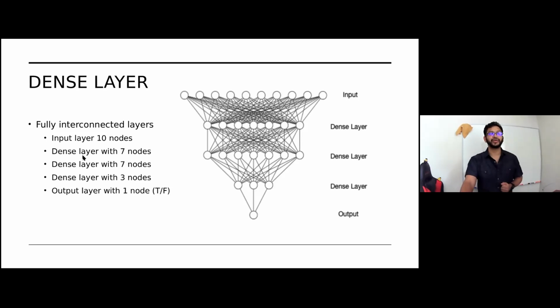So in this case, we have an input layer with 10 nodes, so it can take 1, 2, 3, all the way up to 10. And then the output layer is one node.